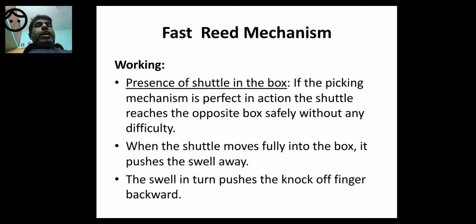So, working during presence of shuttle in the box. If the picking mechanism is perfect in action, the shuttle reaches the opposite box safely without any difficulty. When the shuttle moves fully into the box, it pushes the swell away.